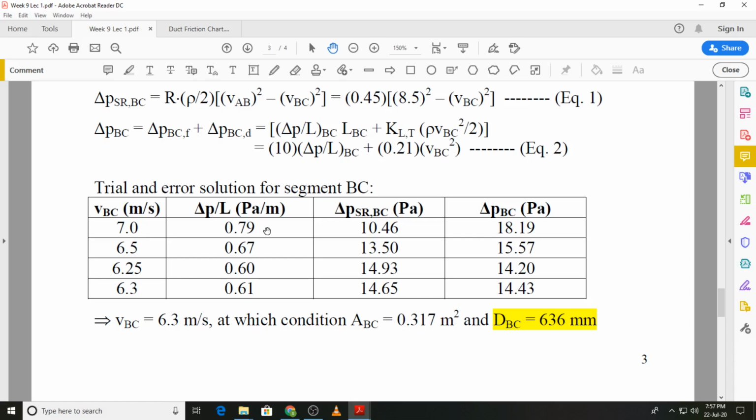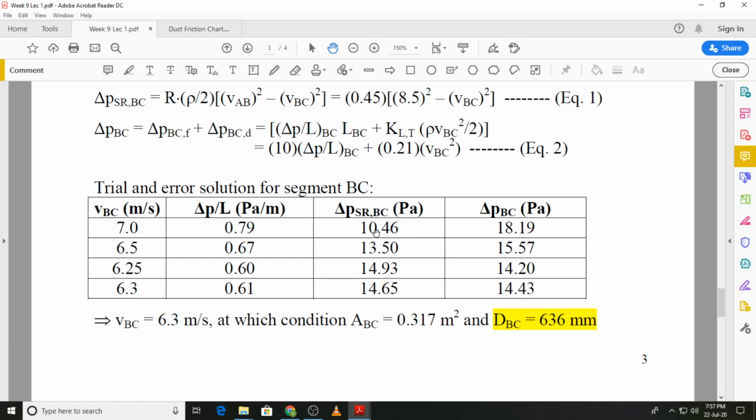Now, because we now know the value of delta P by L and we have a guess value of the velocity, we will substitute those two values in equations 1 and 2. If our guess was good enough, then both the equations would give us almost the same values, but you can see that the static regain value from equation 1 is 10.46, whereas the value of the pressure drop in that segment comes out to be 18.19 pascals. So there is a considerable difference between the two, and we want to reduce this difference between the two values by making another guess about the velocity.